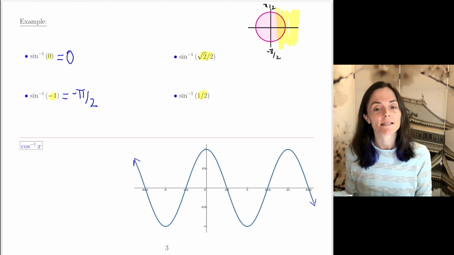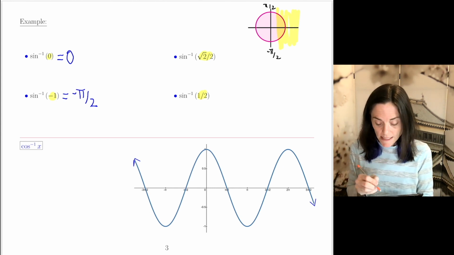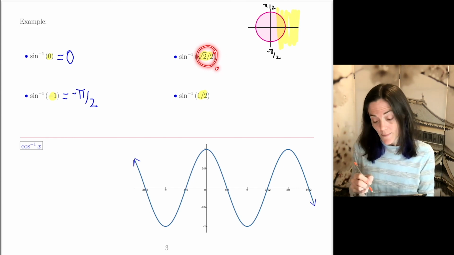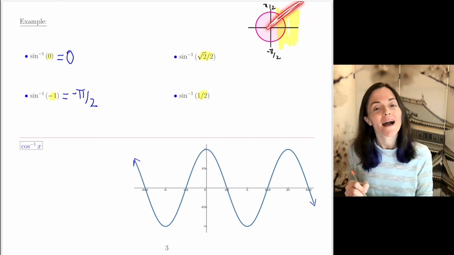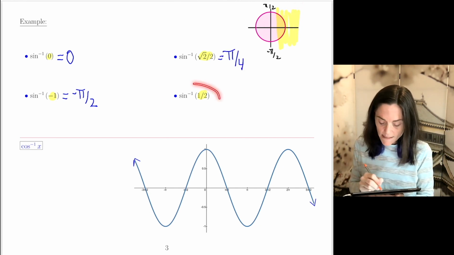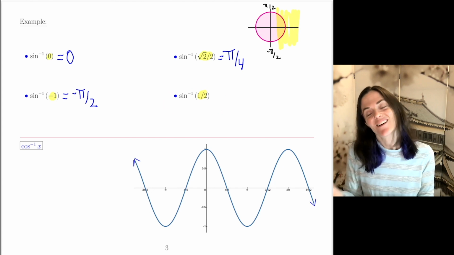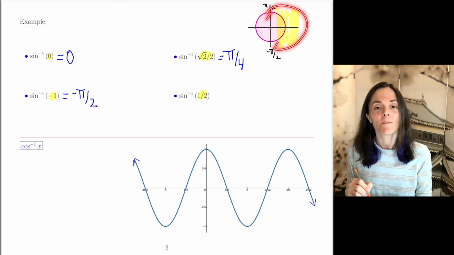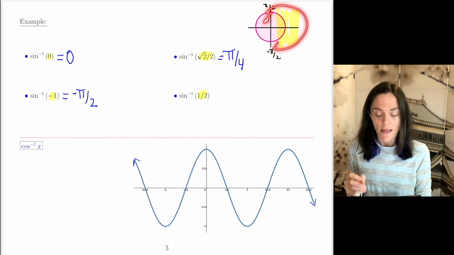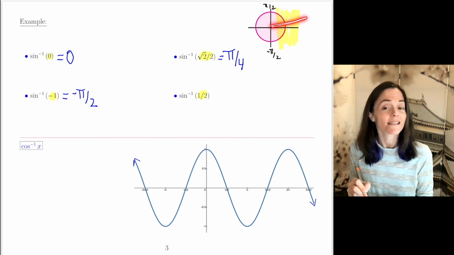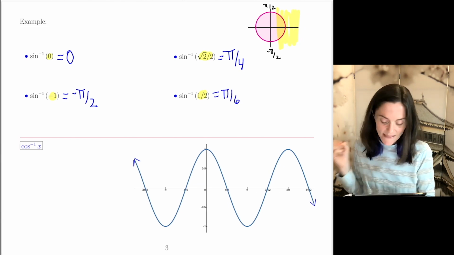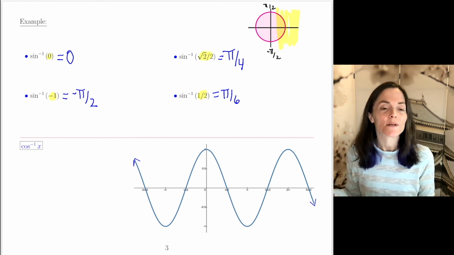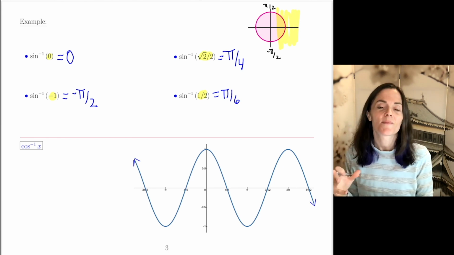Next, we have sine inverse of square root 2 over 2. This is a sine value. We're looking for an angle between minus pi over 2 and pi over 2 such that the sine of that angle is square root 2 over 2. That happens here, pi over 4. And then finally, sine inverse of 1/2. We're looking for an angle between minus pi over 2 and pi over 2 such that the sine is 1/2. And this happens here, at pi over 6. This is where the cosine is square root 3 over 2, and the sine is 1/2. So it's a few examples evaluating the sine inverse.